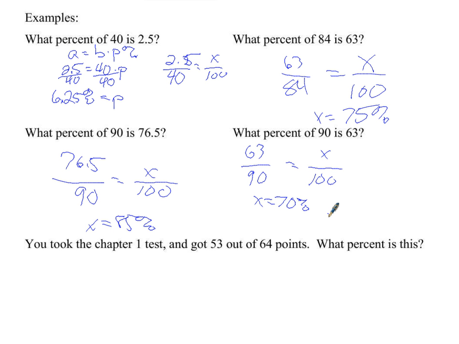Okay, so far all of these problems have been exactly the same. We're getting an is and we're getting an of, and we're looking for the percent. How about this one? You took the Chapter 1 test and you got 53 out of 64 points. What percent are we talking about? What do we do? 53 over 64 equals x over 100. It's basically the exact same problem again.